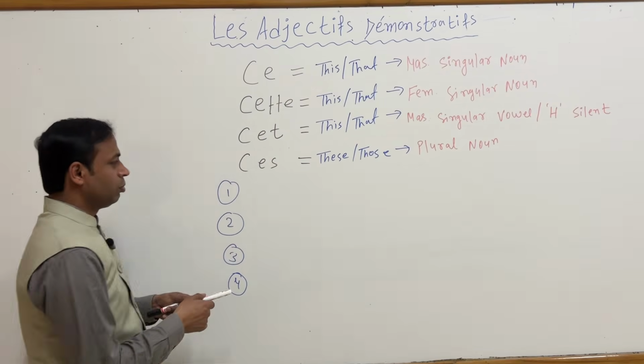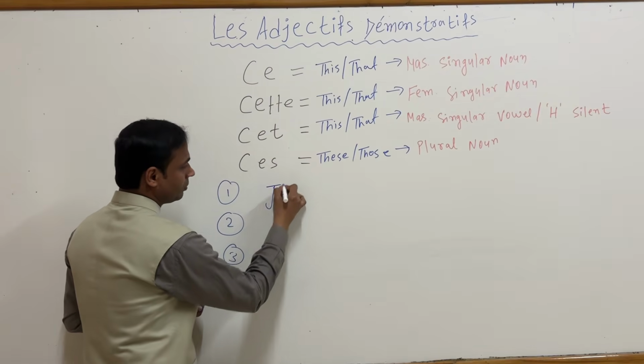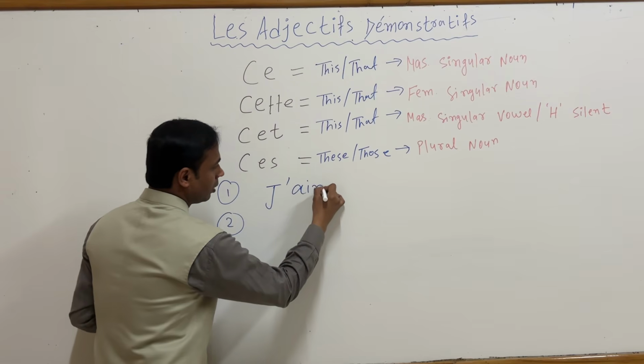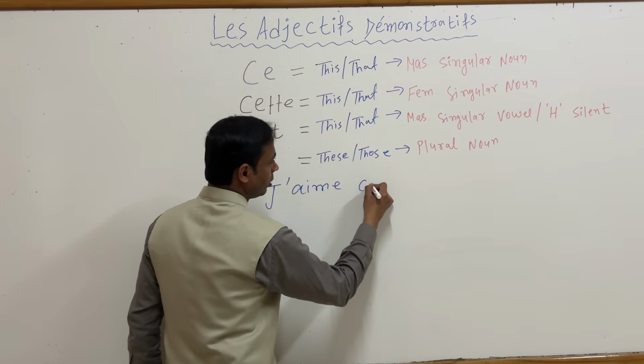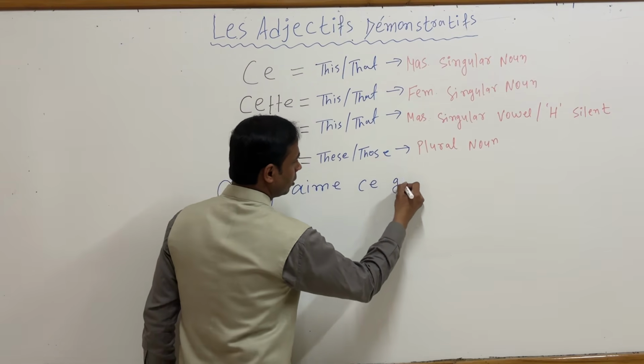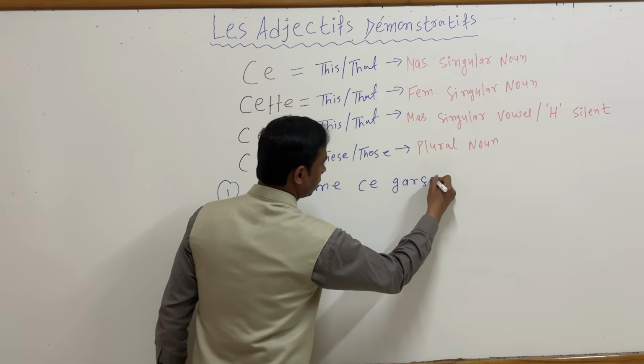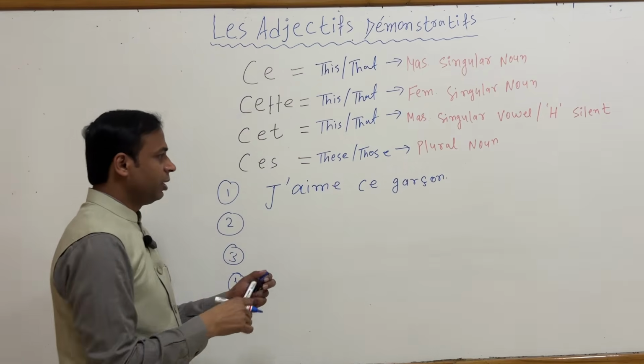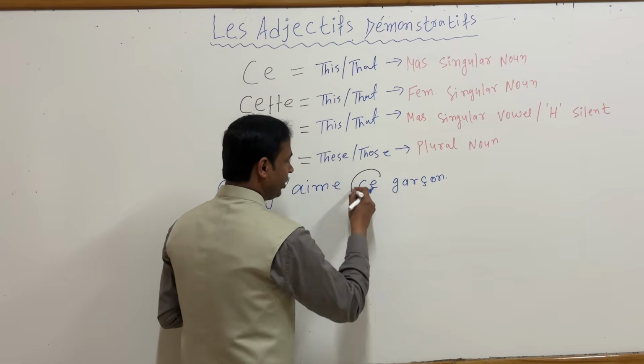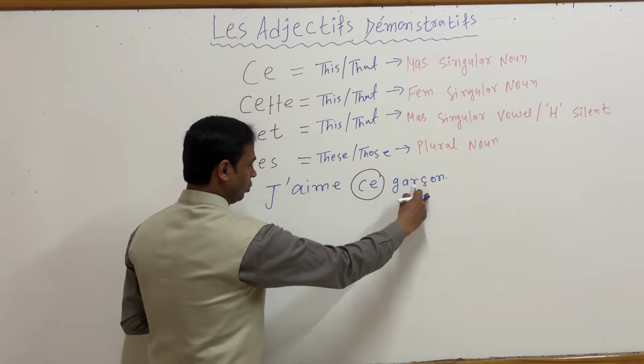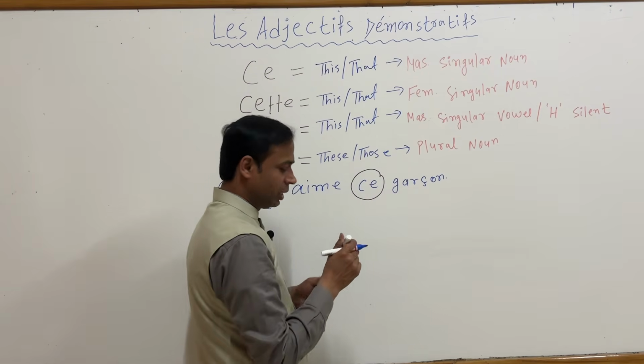Let me write one example. For example, I write j'aime ce garçon. See, here I have used a demonstrative adjective. J'aime ce garçon, I like this boy, okay.